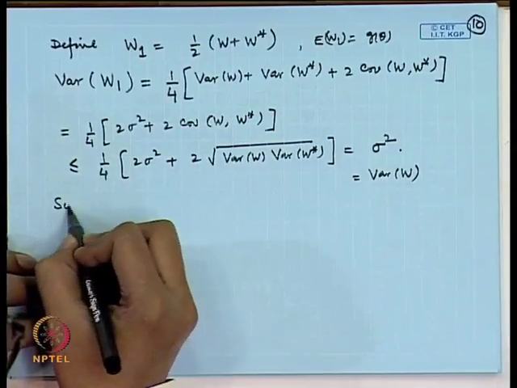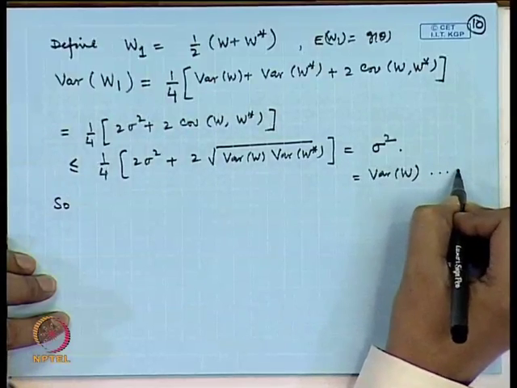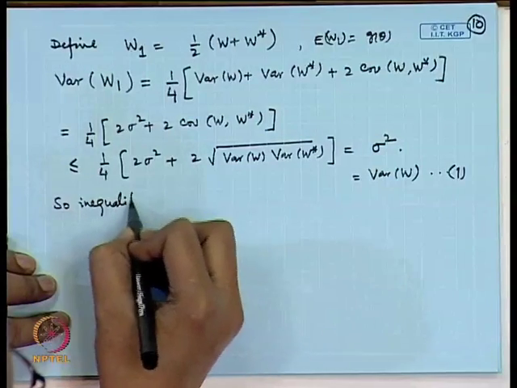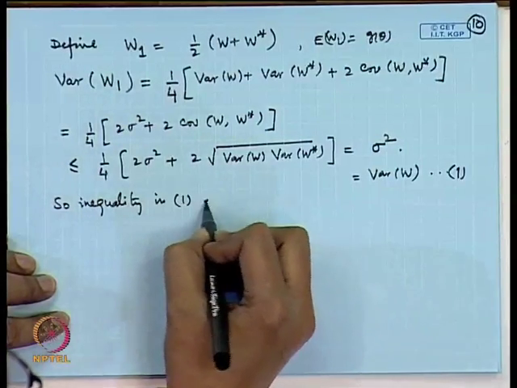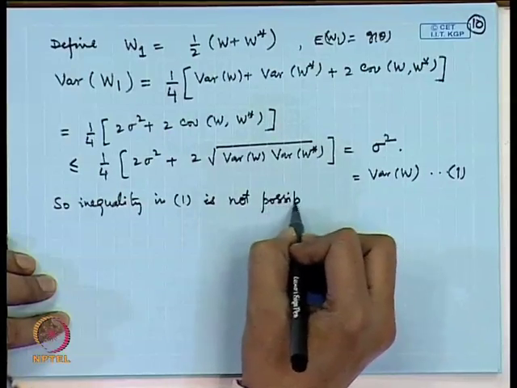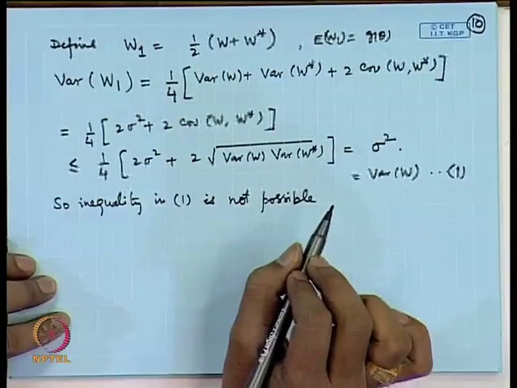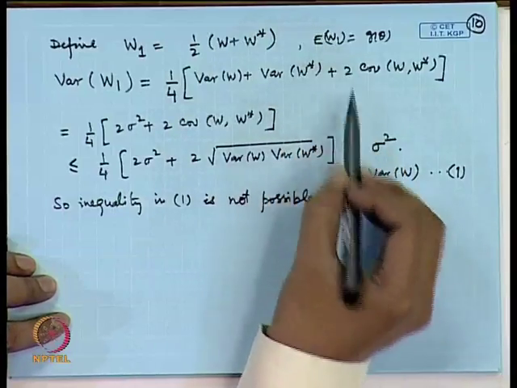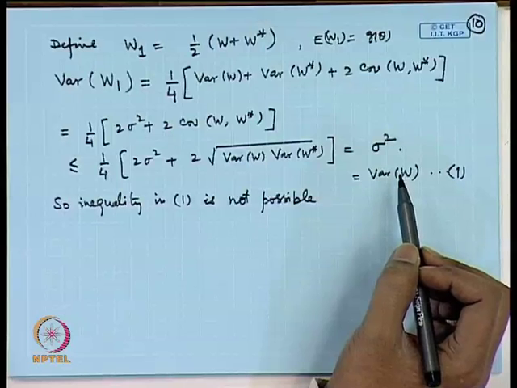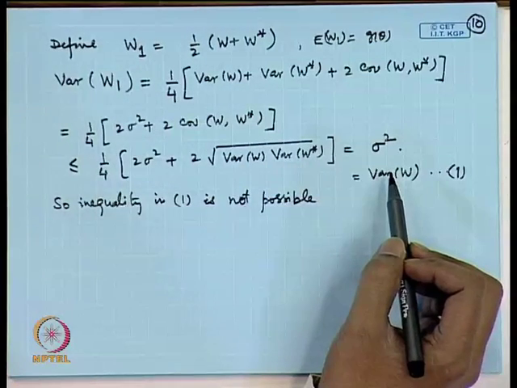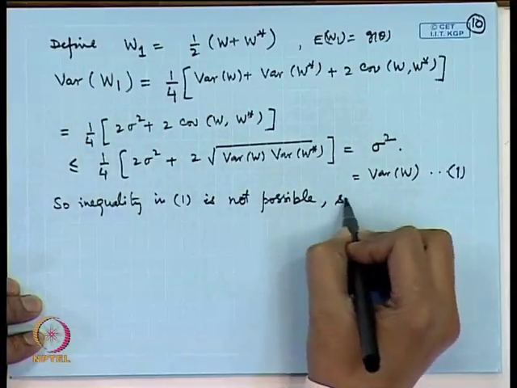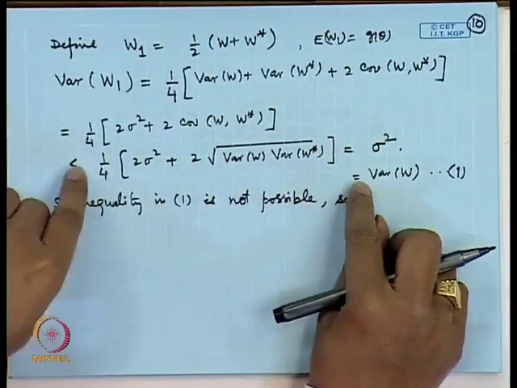So, let me call this equation number 1. Inequality in 1 is not possible, because our original claim is that W and W star are UMVUE. So, another unbiased estimator cannot have variance less than them. So, at the most it can have equal. That means we should have equality.